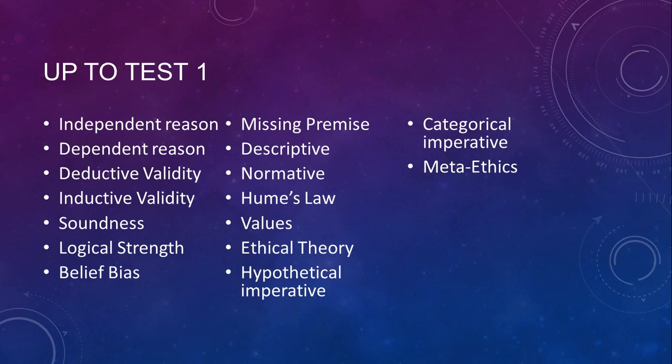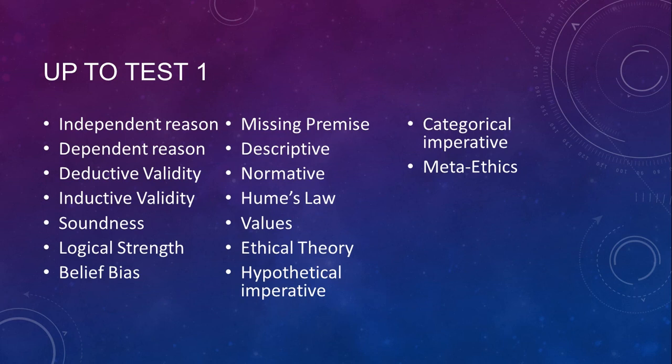Logical strength is about, again, the structure of the argument. Like, how good is this structure? Before I know anything about whether the premises are true, how does this structure relate the premises to the conclusion, and does it make it at least more likely? Does it make it completely certain if the premises were true? Yeah?